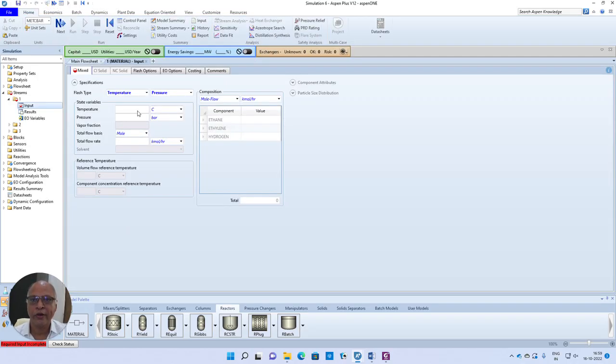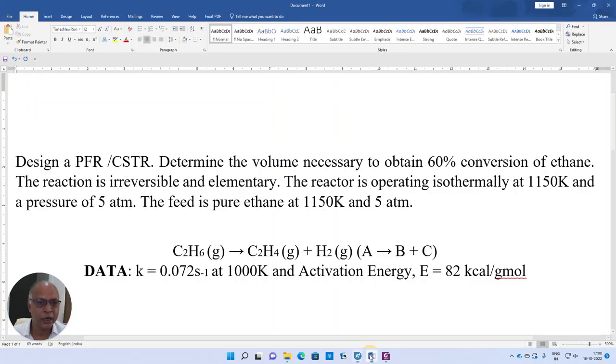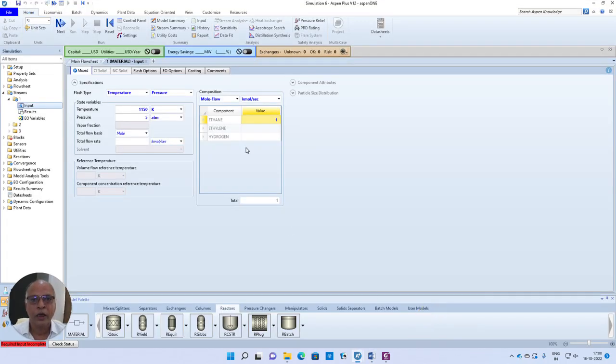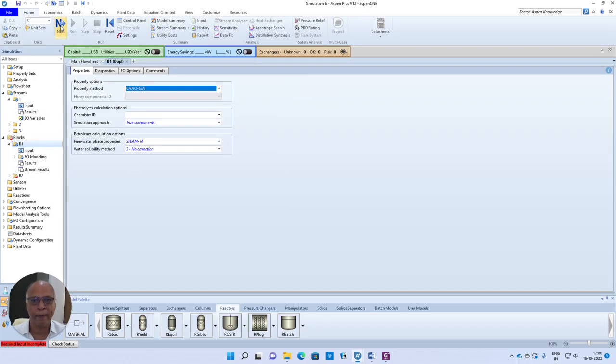So we were given this data. So let me change it to maybe SI unit system. So the feed is entering at a temperature of 1150 Kelvin and 5 atmospheres. Flow rate, pure ethane is entering at a rate of 1 kilomole per second. Did I miss that statement here? The flow rate of 1 kilomole per second, you can take that. We have defined the input stream. We have to give information with respect to the output stream. Okay. Duplicator, you don't have to specify anything.